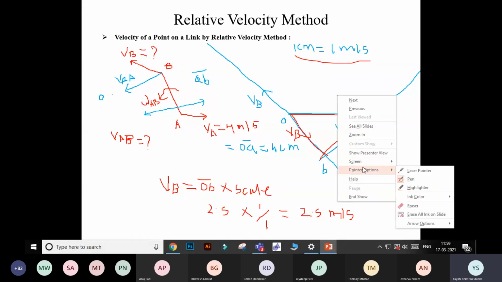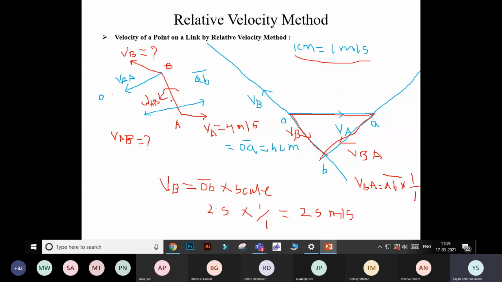Now you have to consider any point, or take any point on this link. I'll take here the point C on this link. And you have to find out the velocity of that point C. Velocity of C. First of all, you have to locate this C point on the link AB in the vector diagram. Now see the vector AB in the vector diagram, and you have to locate the C point in the vector diagram by using a ratio. We know the ratio.